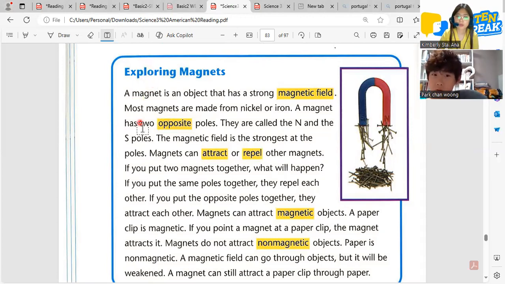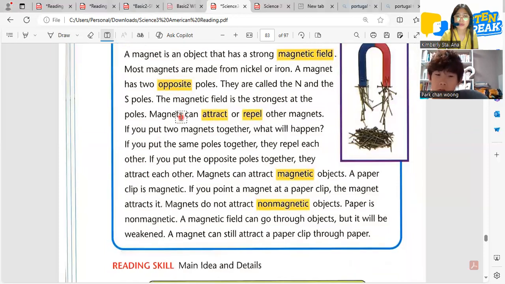Exploring magnets. A magnet is an object that has a strong magnetic field. Most magnets are made from nickel or iron. A magnet has two opposite poles. They are called the N and the S poles. The magnetic field is the strongest at the poles.